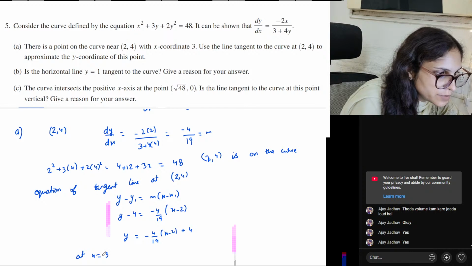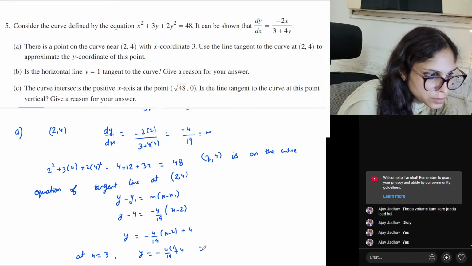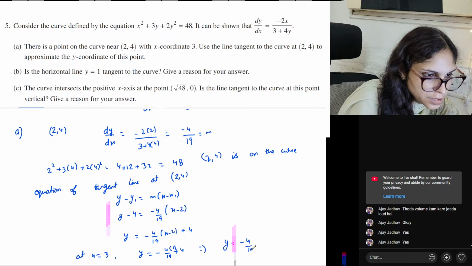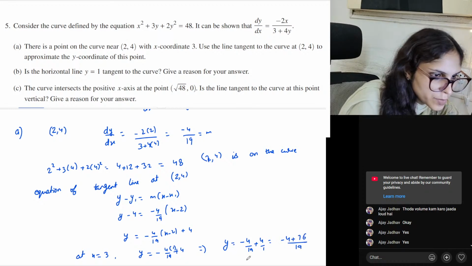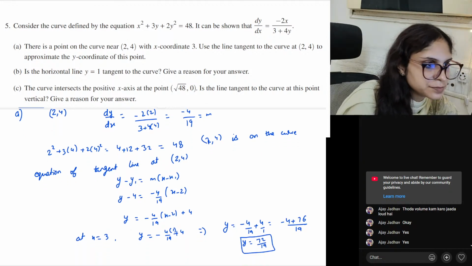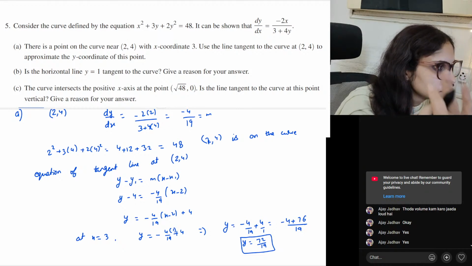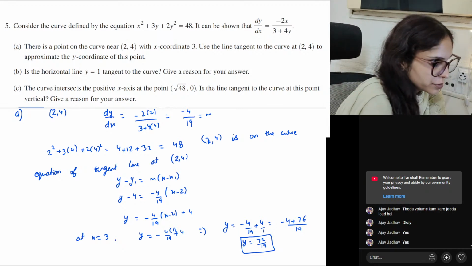Now you have to find the y coordinate when x coordinate is 3. So at x is equal to 3, y will be negative 4 over 19 plus 4, because 3 minus 2 is 1. So negative 4 over 19 plus 4 over 1. So negative 4, 19 times 4 is 76, over 19. So y is going to be 72 over 19. That is our answer. Because you have to use a line tangent to the curve. So line tangent is y is equal to negative 4 over 19 times x minus 2 plus 4.